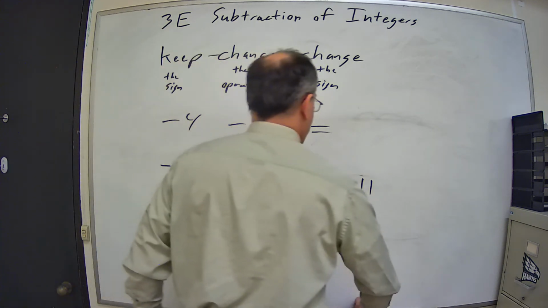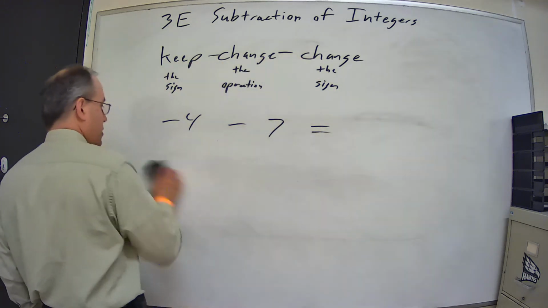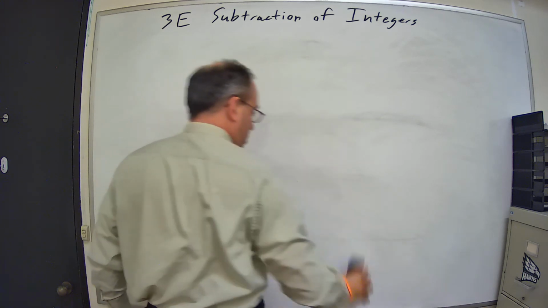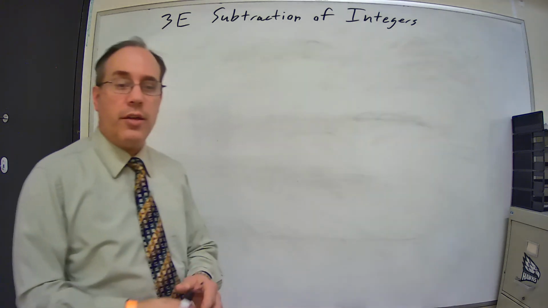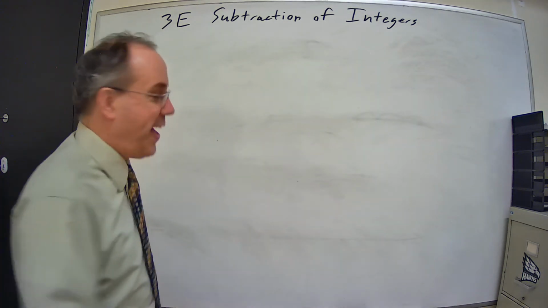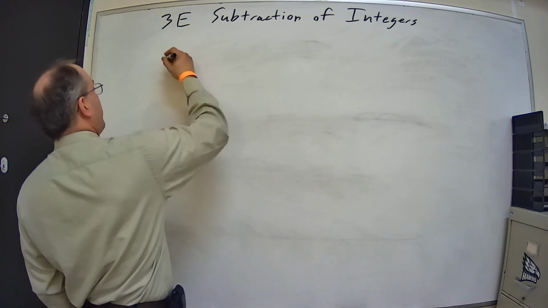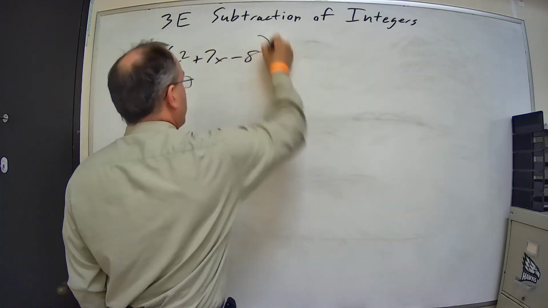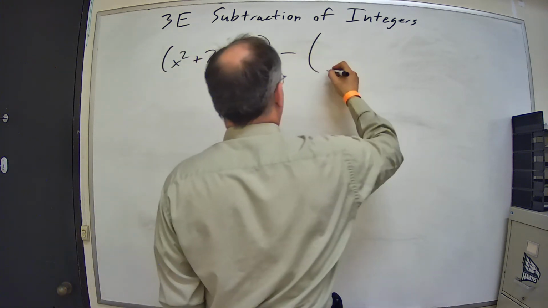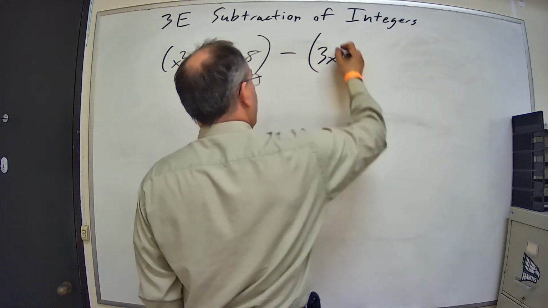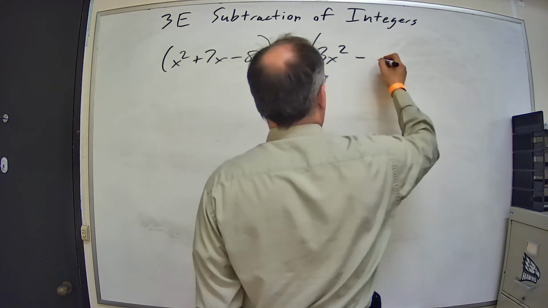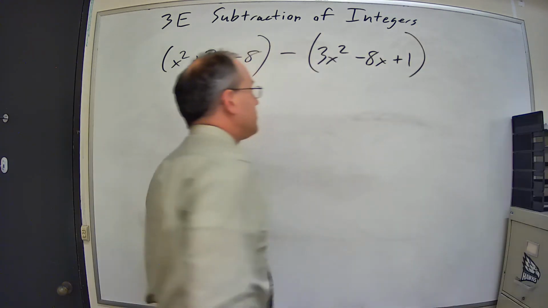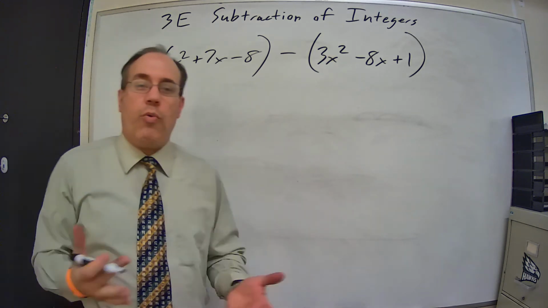So one more thing to point out with this is how this might apply to algebra. No, we're not going to do algebra. Don't worry about that. But what if I have x squared plus 7x minus 8 minus 3x squared minus 8x plus 1? Well, what would this look like?